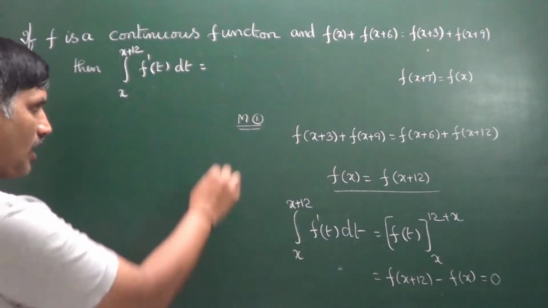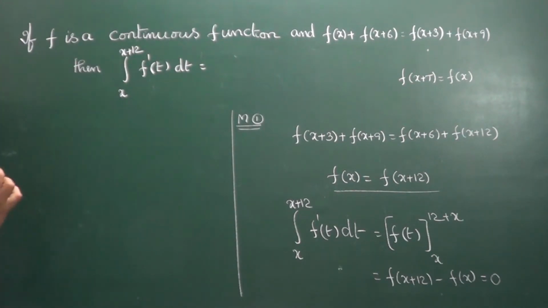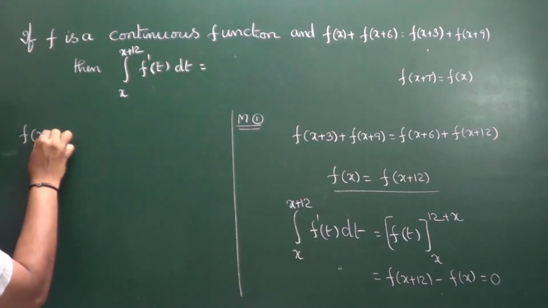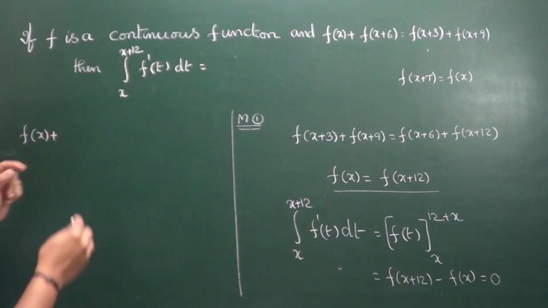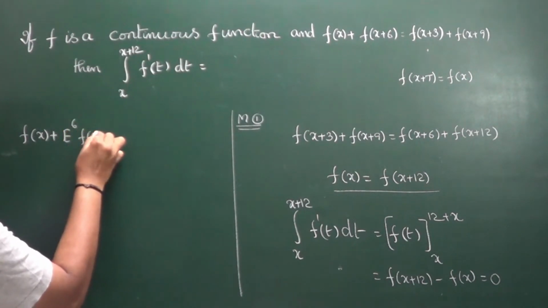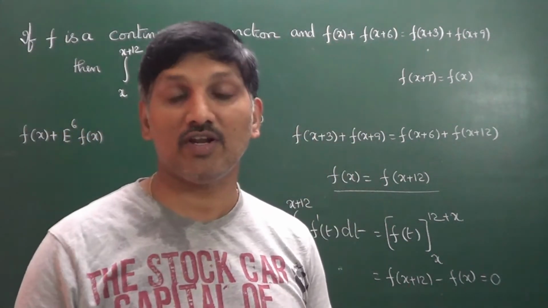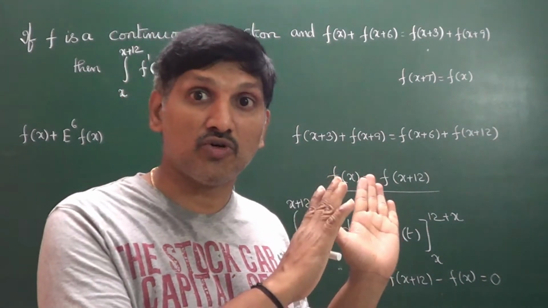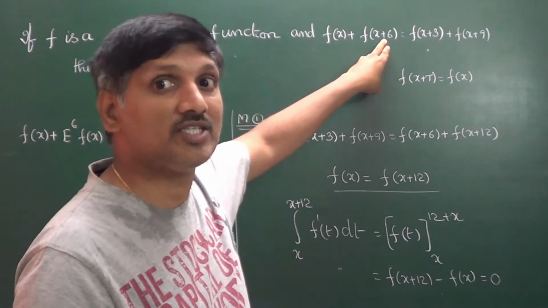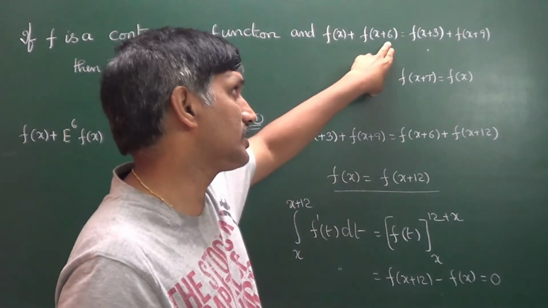The same question we can discuss in another way. So this is the second method. I am discussing the same question. Now f of x plus 6 we are writing as e power 6 into f of x. Whenever f of x plus 6 is there, that will come in higher level mathematics, so just try to remember this as a technique. We write it as e power 6 into f of x, where e is called an operator.